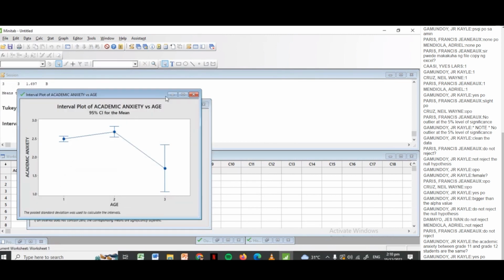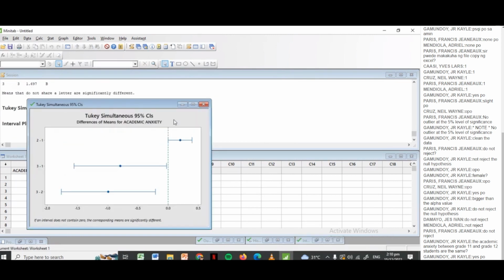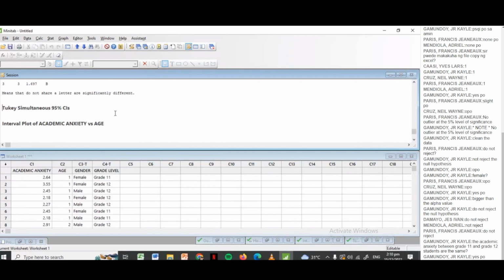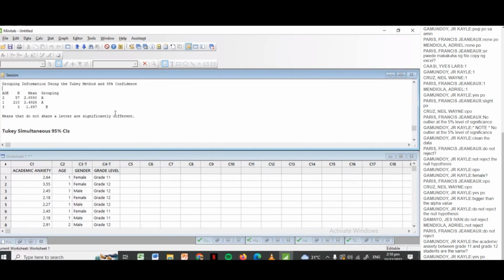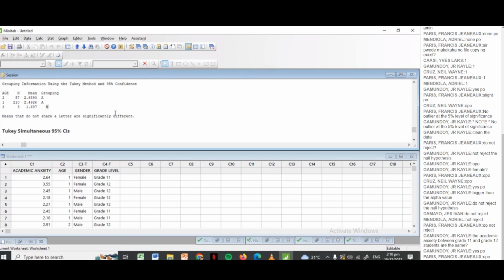And here are your interval plot. Then the Tukey's test here. Okay? So as you can see, pag nagkaroon ng magkakaibang grouping sa Tukey's test, mas madali talaga malaman kapag gumagamit tayo ng post hoc test, no? Pag nagkaroon ng magkakaibang groupings, nakikita nyo yan, yung letter A, letter B. Yan. Pag nagkaroon ng magkakaibang groupings, ibig sabihin may difference.